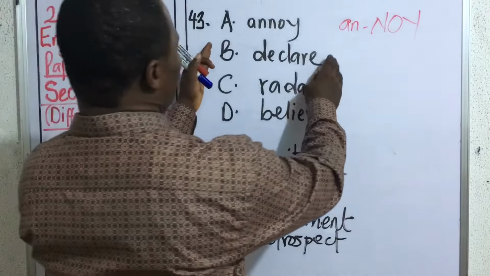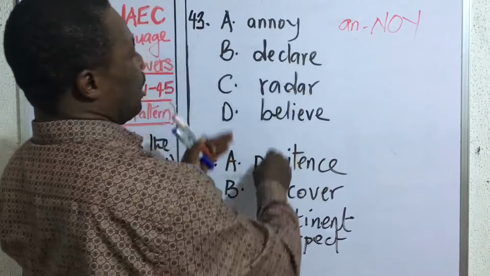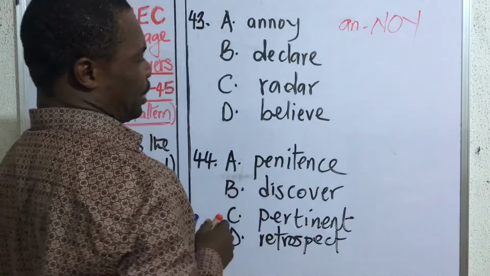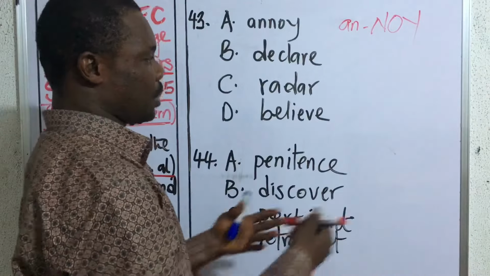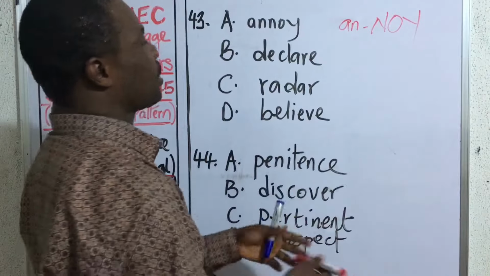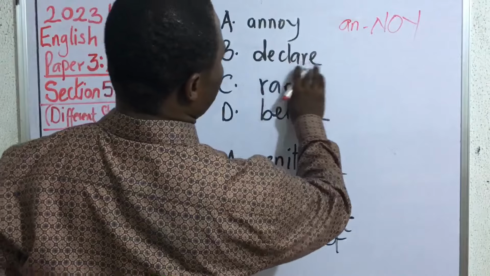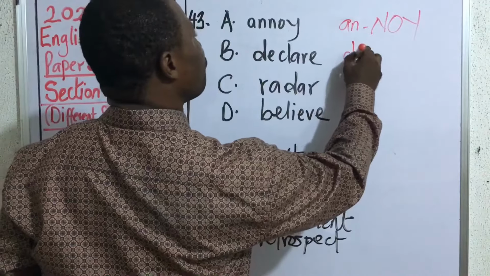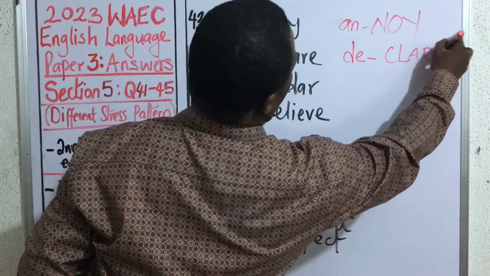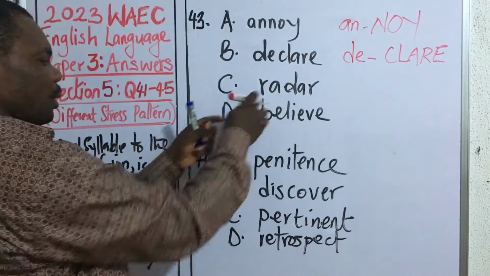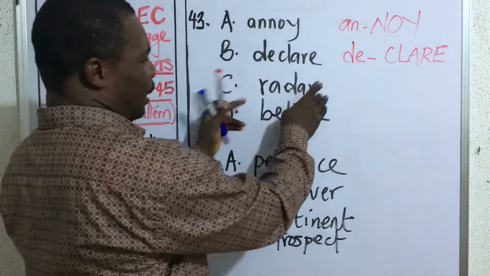Then what about this word? Declare. Is it a noun or a verb? Of course, it is a verb. To declare something is to speak out or to state something. So here you're going to stress the second syllable. You have DE and then you have clear. Then for the third option you have radar.